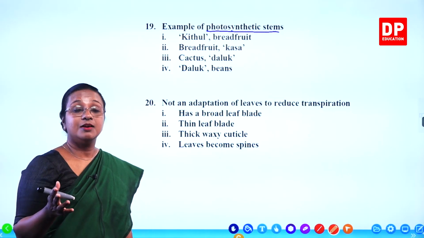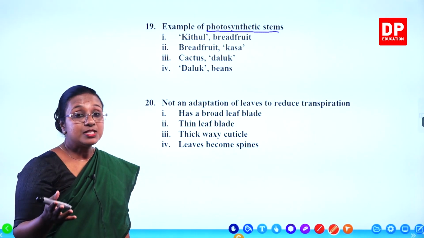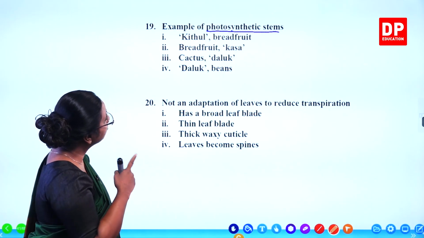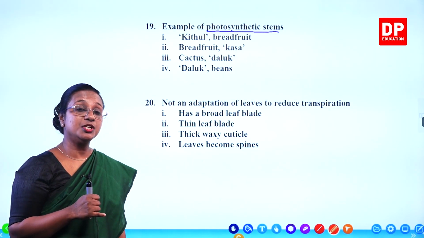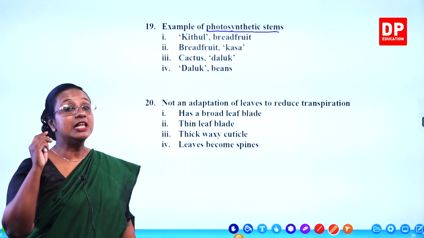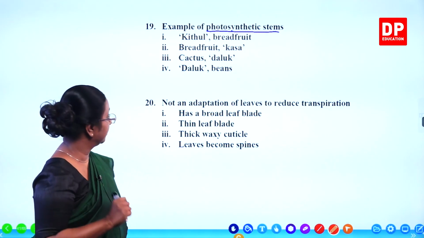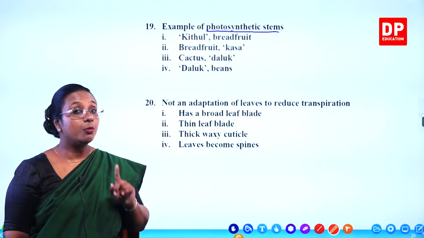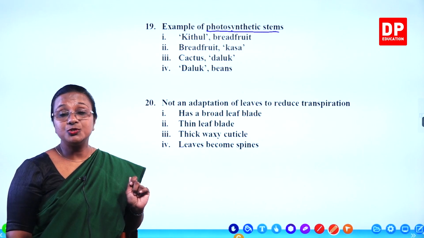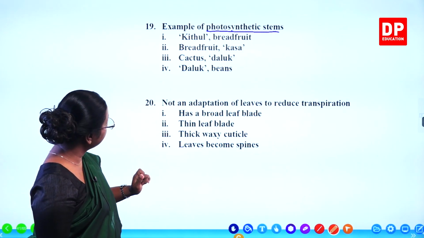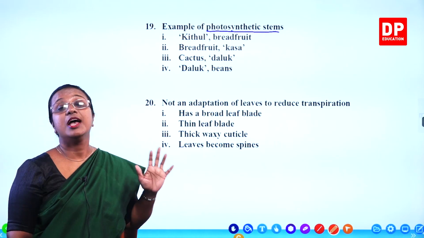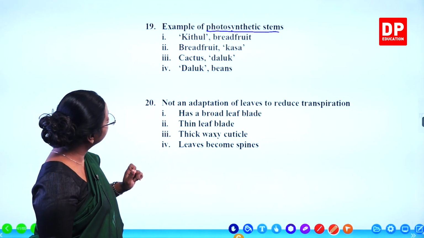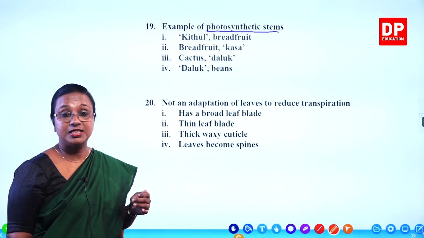Breadfruit, what is the adaptation? It has propagative roots. Cassava, what is the adaptation? To reduce transpiration, the leaves are very thin. Cactus, they have photosynthetic stems. Why? The leaves are reduced to spines. Cactus is an example. Daluk also has a photosynthetic stem. So that is correct. Then the fourth one, Daluk again has a photosynthetic stem.